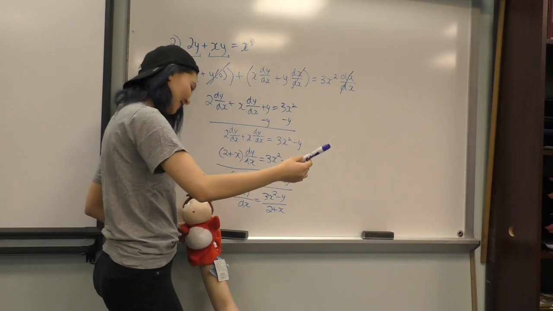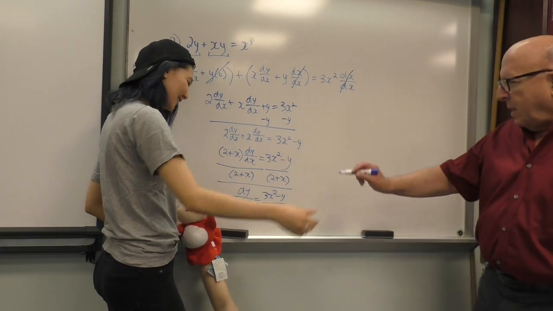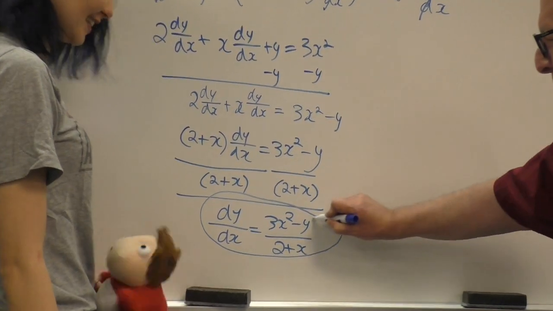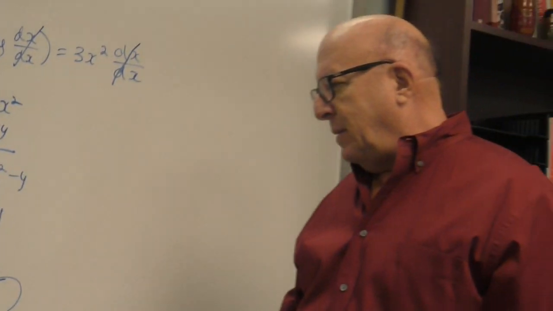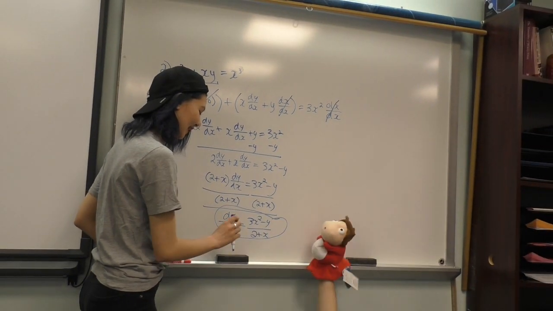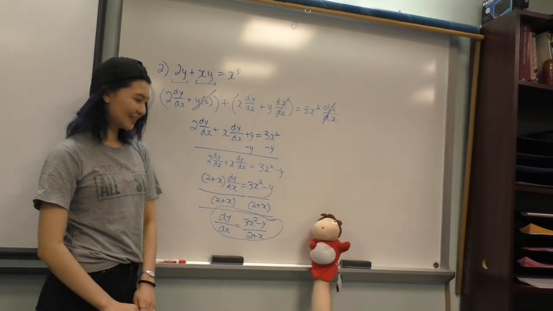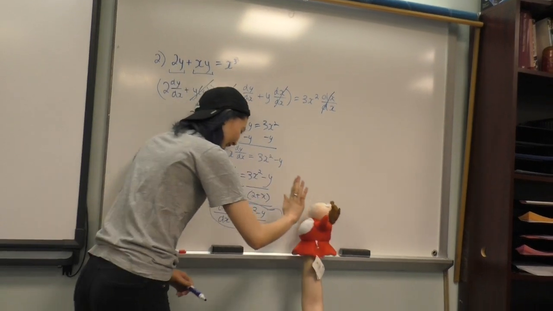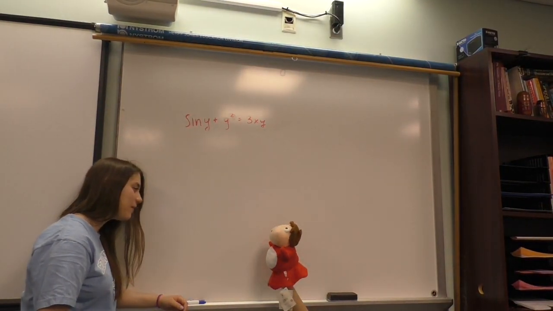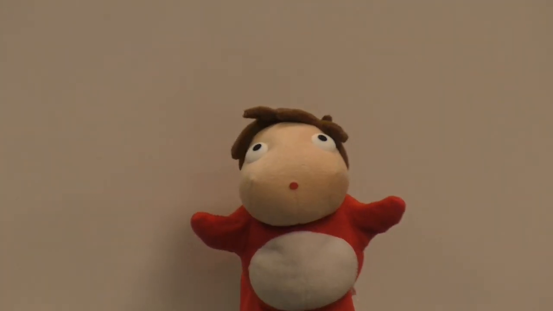We have a guest teacher who's going to help us with the end. This looks really fascinating, even though I failed math in high school. So our answer is 3x squared minus y over 2 plus x. Ponyo, we did it! Yay! We did it together. Are we ready to do one more problem, Ponyo? Heck yeah! All right, good attitude.